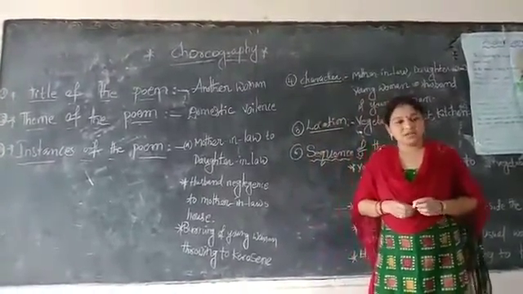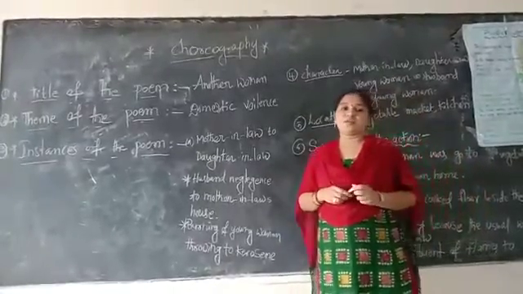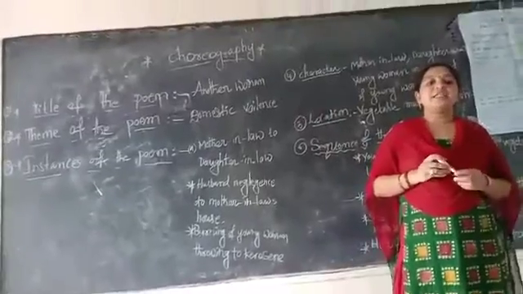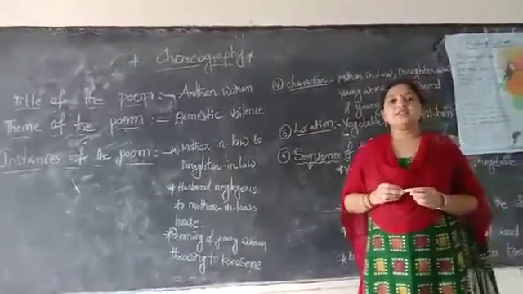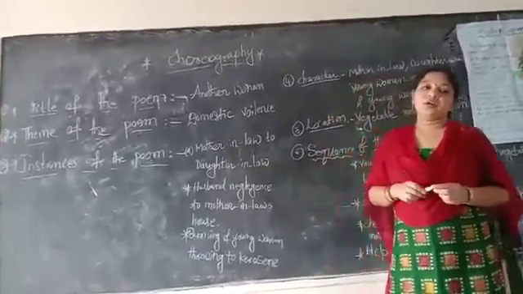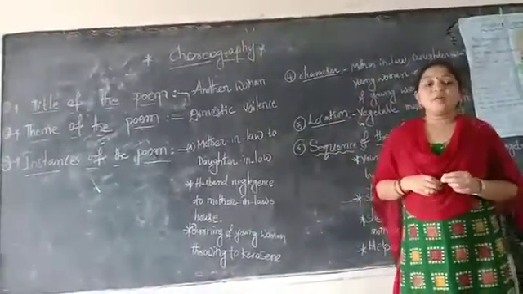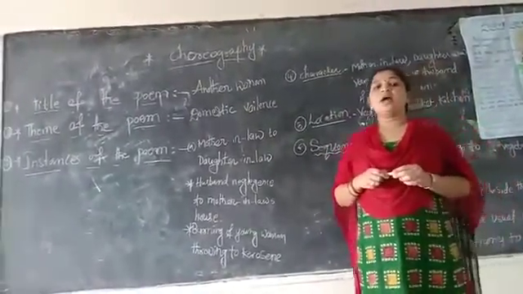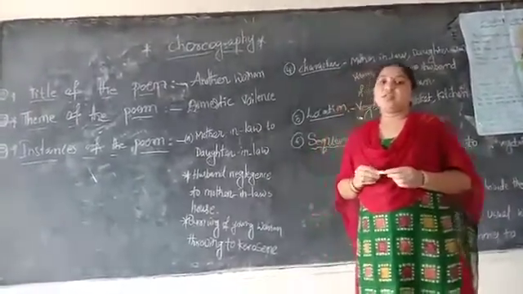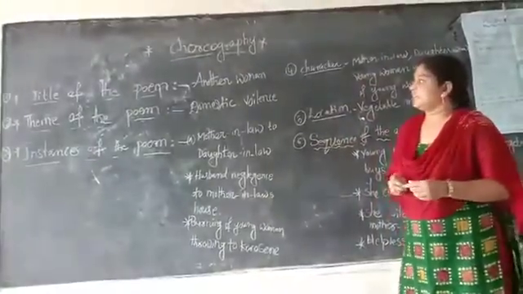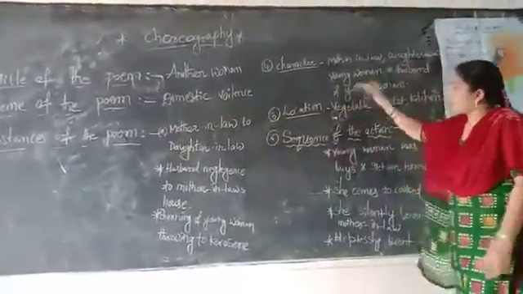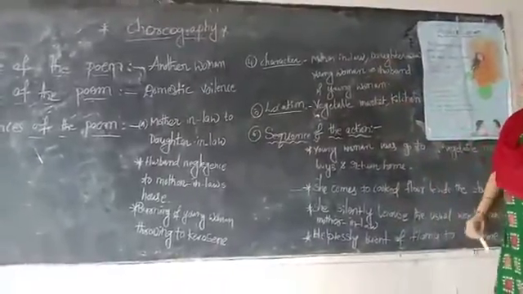First of all, I would like to say what is the meaning of choreography. The choreography is a performance, and it uses some theoretical components. This is the choreography. How many indicators do we have to follow while writing a choreography? There are six indicators we have to follow while writing a choreography.